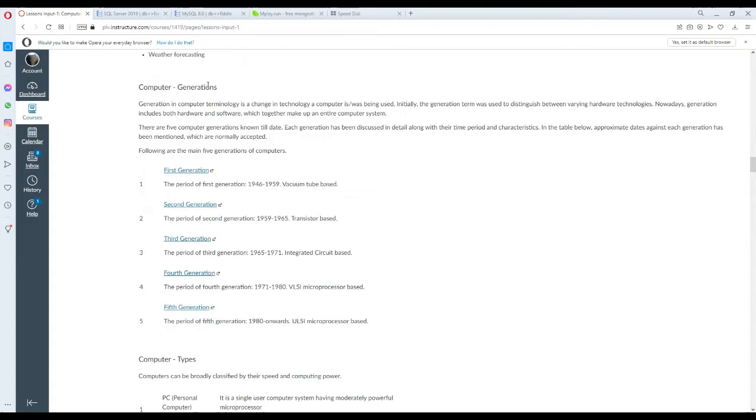Computers have evolved, and these evolutions are separated into five generations. So we have the first generation, which is from 1946 to 59. These are vacuum tube based. Vacuum tubes are like big electric light bulbs that suck up enormous amounts of electricity. Then from 59 to 65, this is transistor based. So this is the small form of vacuum tubes.